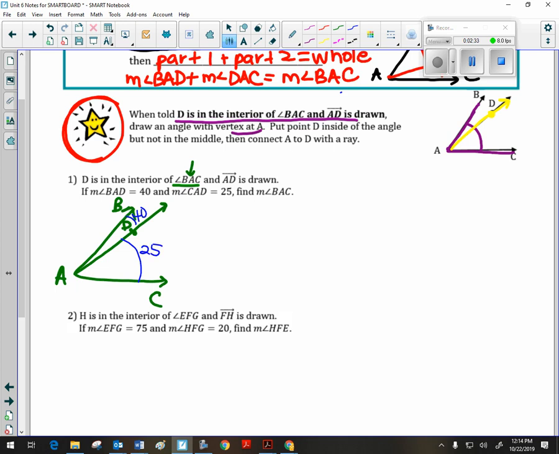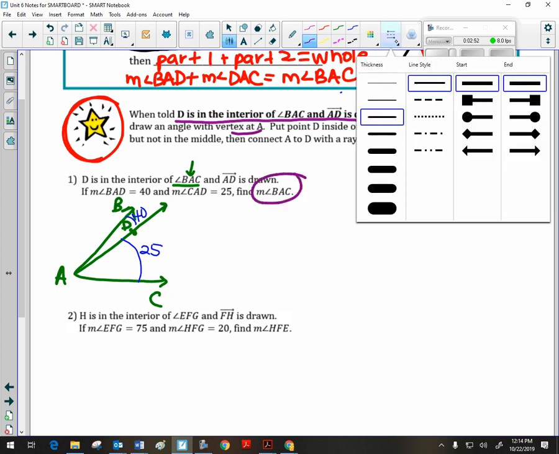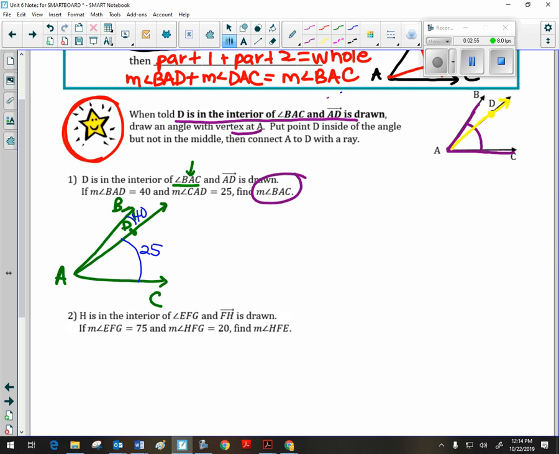One of the things that you'll notice is, based on my placement of D, this may or may not be drawn to scale. Technically, the bottom angle looks like it should be the 40 and the top one 25 because of the size that they are, but we're not going to worry about that. If it really bothers you, feel free to redraw your picture. In this case, they are asking me for the measure of angle BAC, and angle BAC here is the whole entire angle. So the measure of angle BAC is going to be equal to the 40 degrees plus the 25 degrees, which gives me 65.